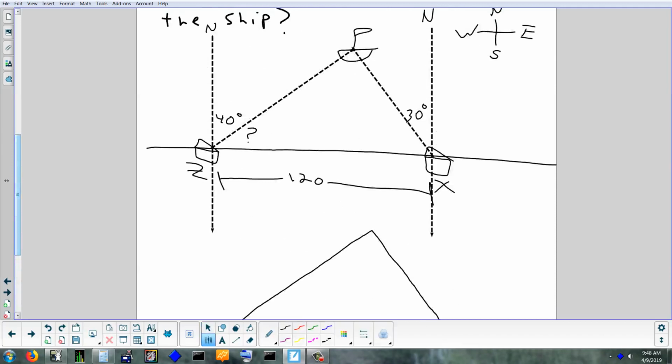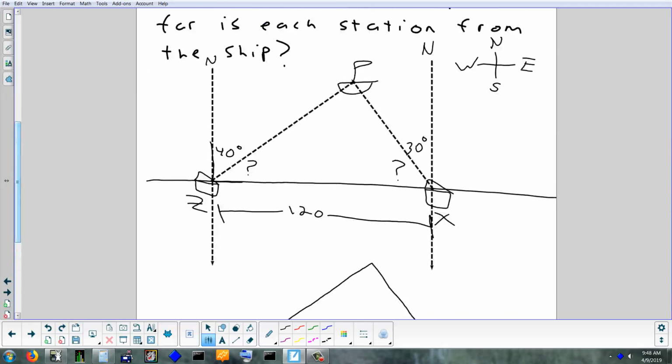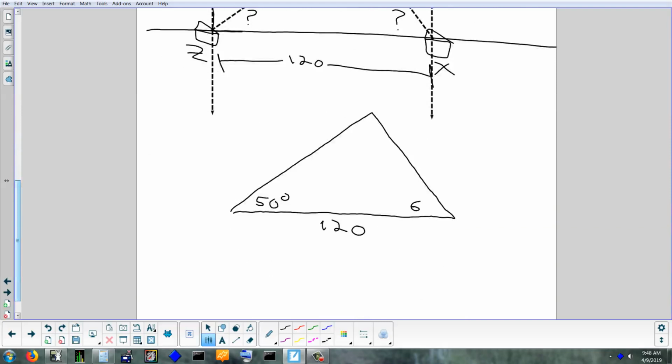How much is that angle? No, it's 50. Well, this is a 90 right here. So that would be how much? 50. Yep. And how much is this angle? 60.